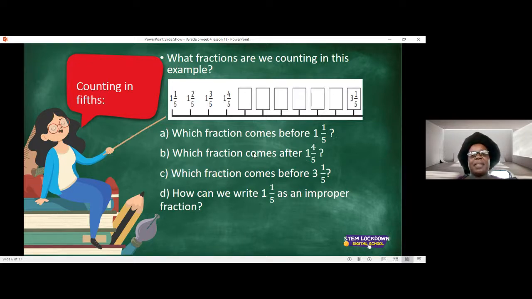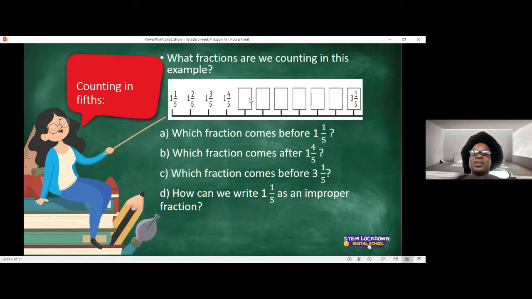And then number B, which fraction comes after 1 and 4 over 5? The fraction that comes after 1 and 4 over 5 is 1 and 5 over 5, but then we're going to say it is 2 wholes.